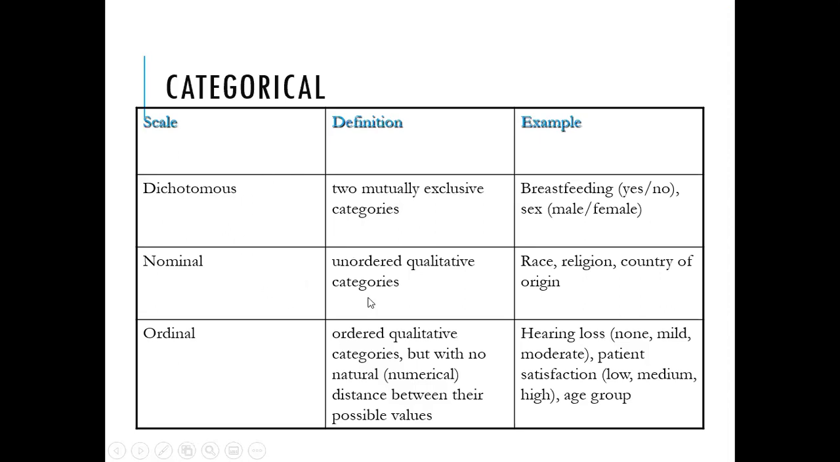Now, whenever we are talking about the categorical data, it could be dichotomous, which could be two mutually exclusive categories, that is either yes or no or male or female. Nominal could be unordered qualitative categories such as race, religion, country of origin, whereas ordinal is ordered qualitative category but with no natural numerical distance between their possibility, like mild, moderate, severe, low, medium, high, and age group.